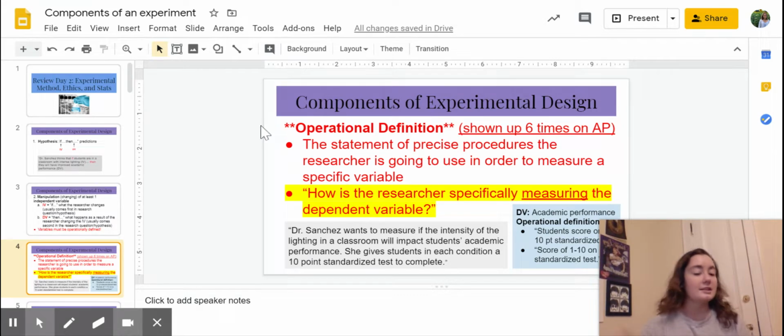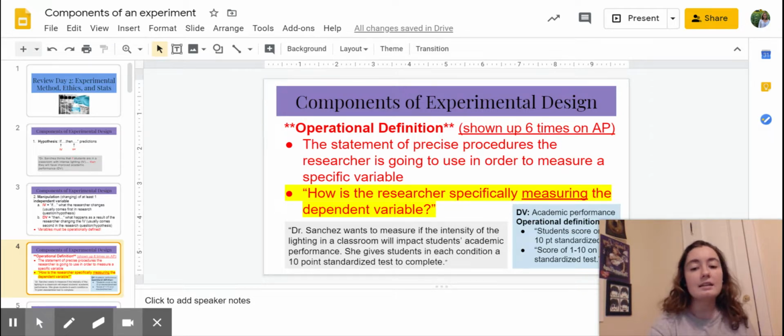So operational definition, boom, know this term. It's shown up on the AP exam 6 times in the past 10 years. So it's super important to understand what this is. The fancy definition of operational definition is the statement of precise procedures that the researcher is going to use in order to measure a specific variable. And typically what the AP exam asks you to do is they don't really ask for the independent variable, they ask for the operational definition of the dependent variable. So practice knowing the operational definition of the dependent variable.